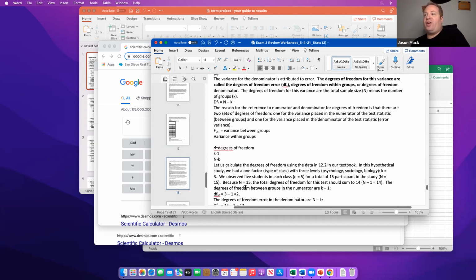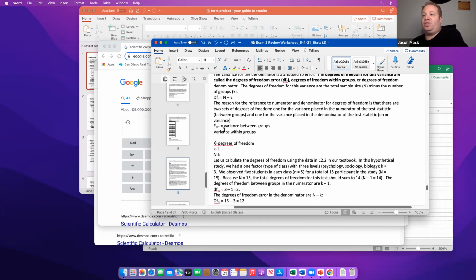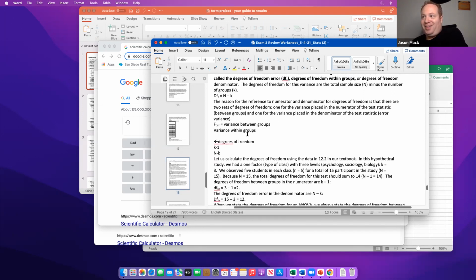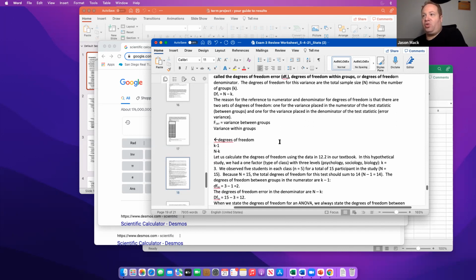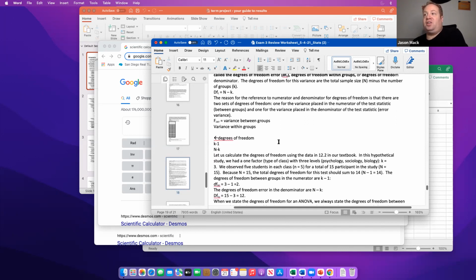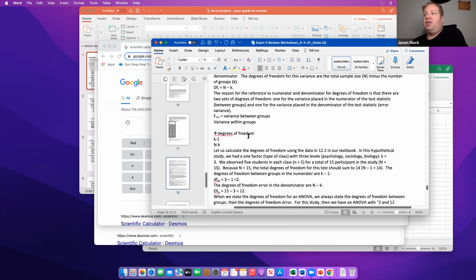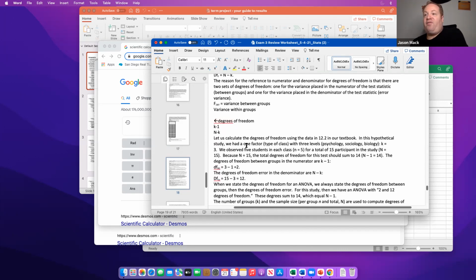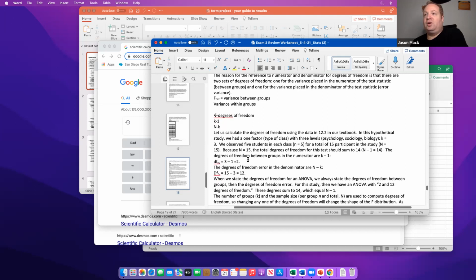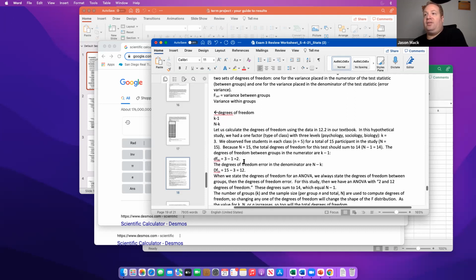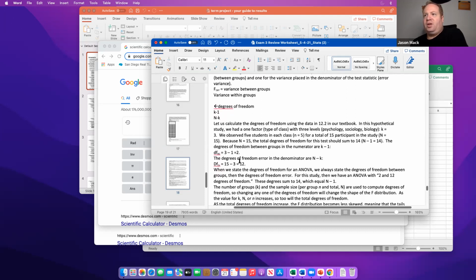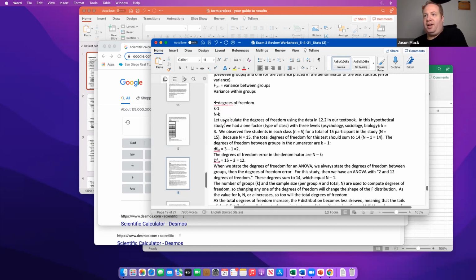The reason for the reference to the numerator and denominator for degrees of freedom is that there are two sets of degrees of freedom, one for the variance placed in the numerator of the test statistic, between groups, and one for the variance placed in the denominator of the test statistic, error variance. F obtained is variance between groups divided by variance within groups. So our degrees of freedom are k minus 1 and n minus k.